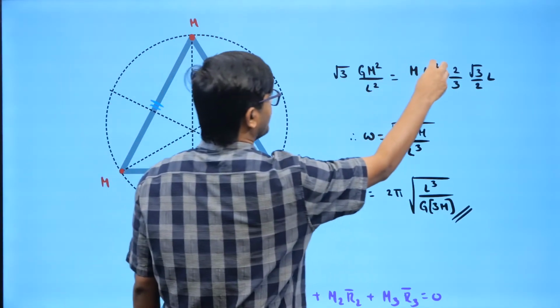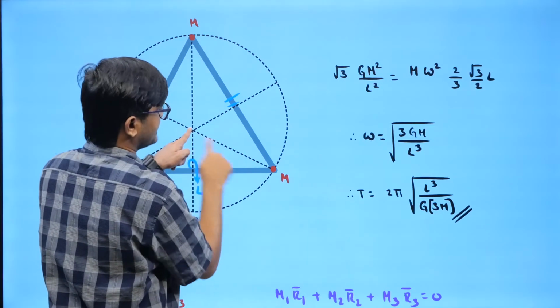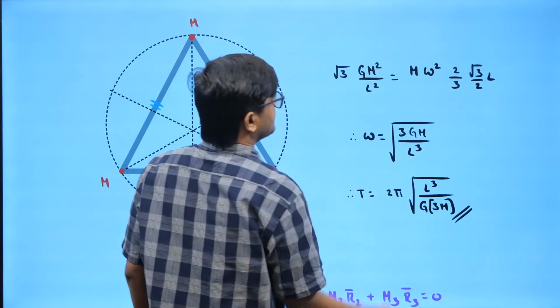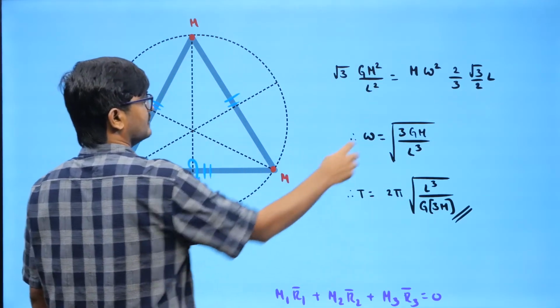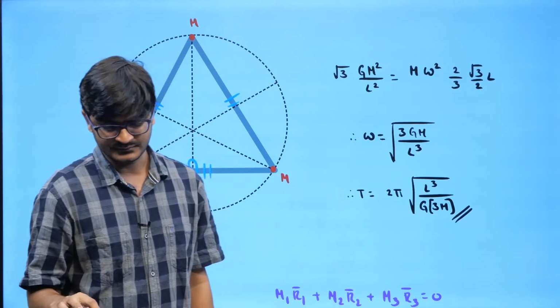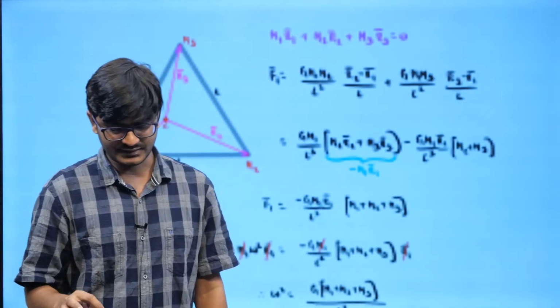That equals m omega square times this radius. What is this radius? That is 2/3 of the height. Right? So net force on this particle towards the center equals m omega square times this radius. From there I will be finding omega, and from there I will be finding time. So all this you can do. The only little difficult thing is this one.